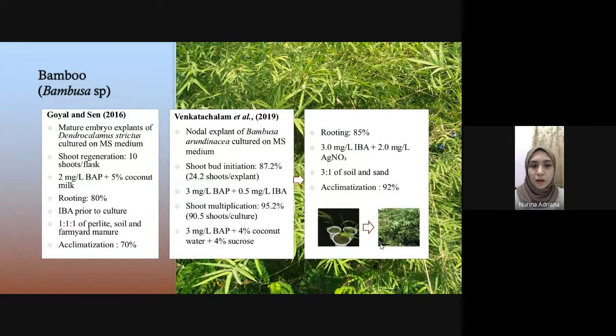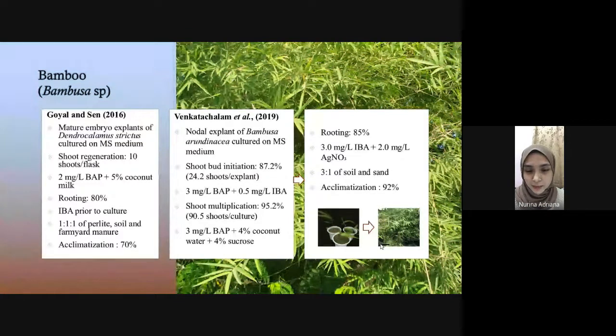For bamboo, Goyal and Sen 2016 used mature embryo explant of Dendrocalamus strictus cultured on MS medium supplemented with BAP and 5% coconut milk, and they achieved regeneration of 10 shoots per flask. 80% of the shoots then developed roots when cultured in medium supplemented with IBA. They achieved 70% of acclimatization using a soil mixture of equal parts of perlite soil and farmyard manure.